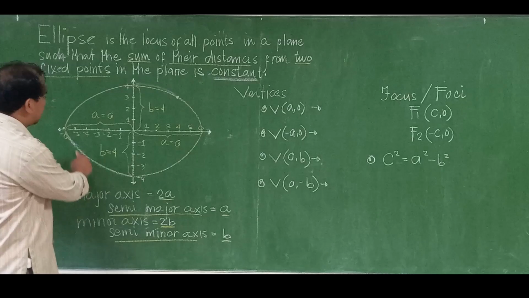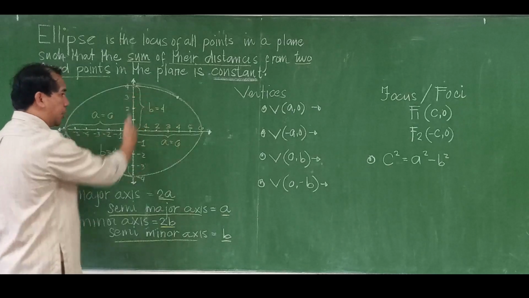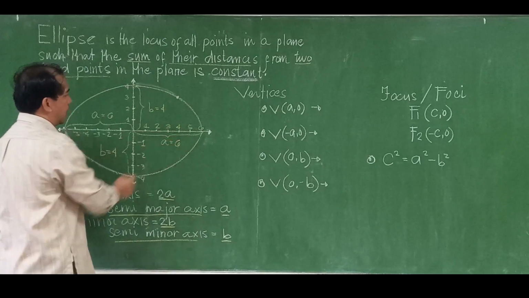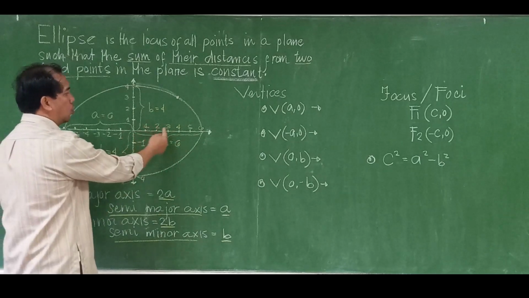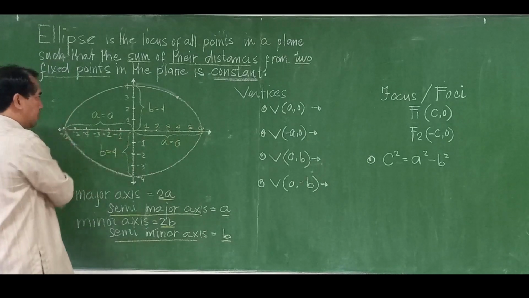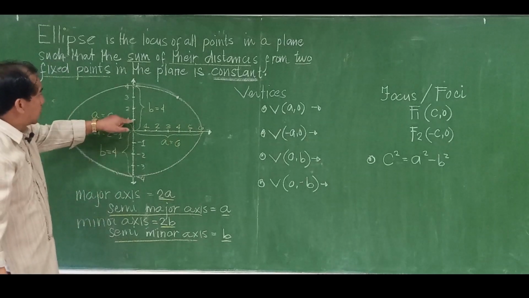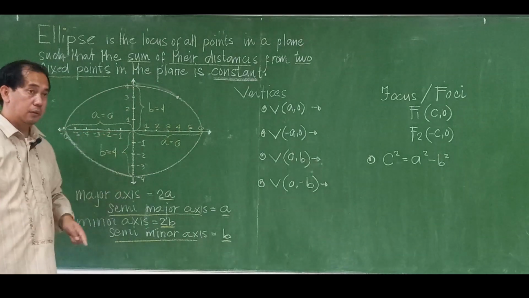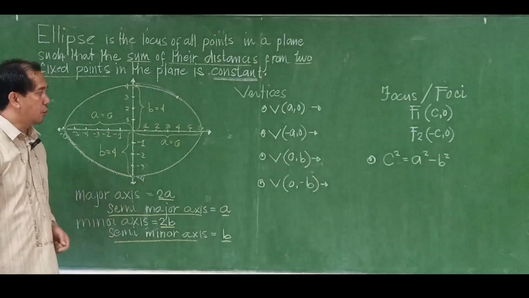Notice that I calibrated the Cartesian plane. I calibrated the Cartesian plane having 1, 2, 3, 4, 5, 6, and another one, -1 until -6. That is 1 until 4, and that is -1 until -4. Now, what is the use of that?